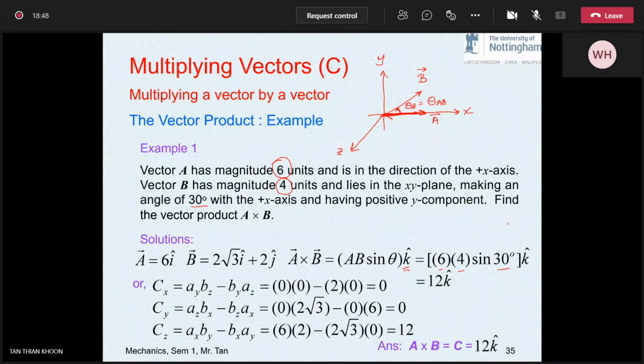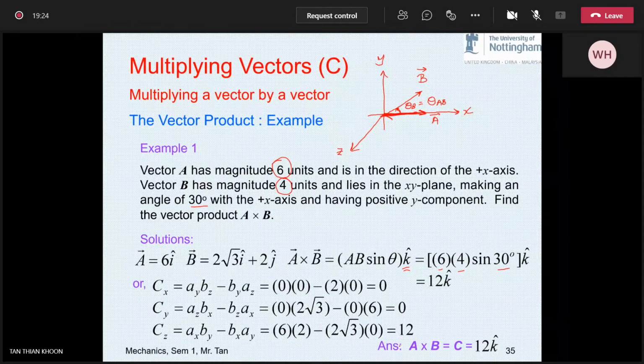As you can see, after we found Cx, which is Ay Bz minus By Az and so on, at the end we only have Cz, which is non-zero. Of course Cz is k. So that's why we also have A cross B equals 12k. Understand? Any questions? So the first method, of course, is the easiest and the fastest.